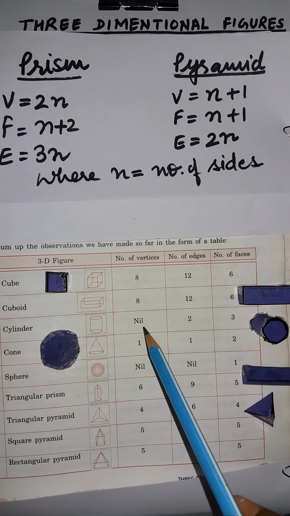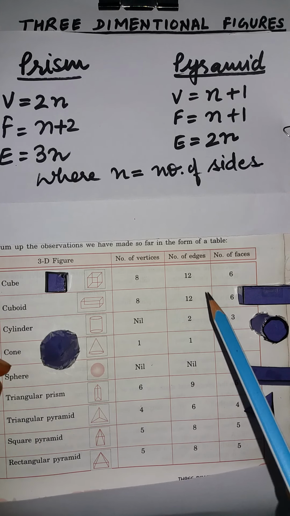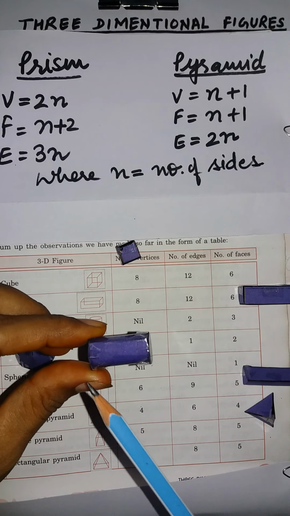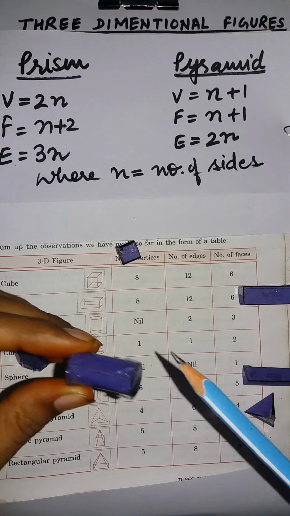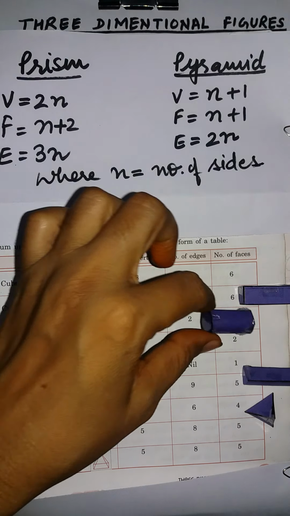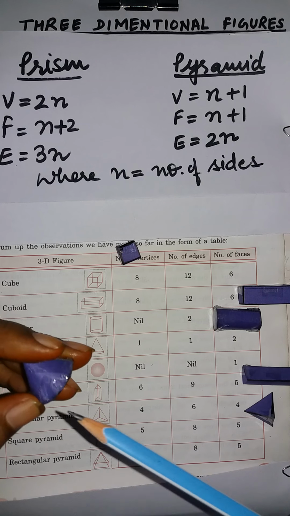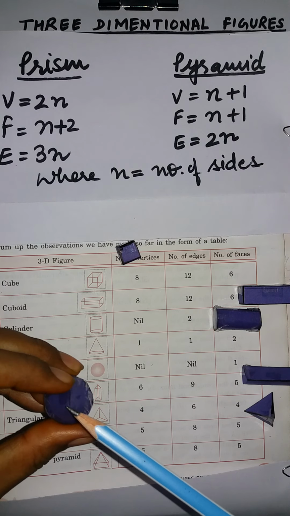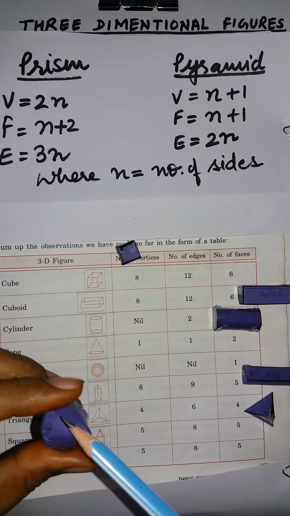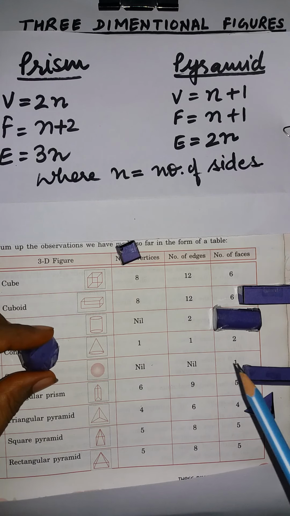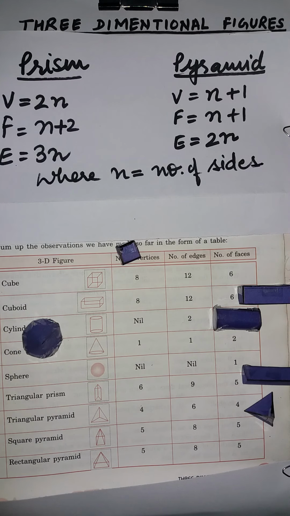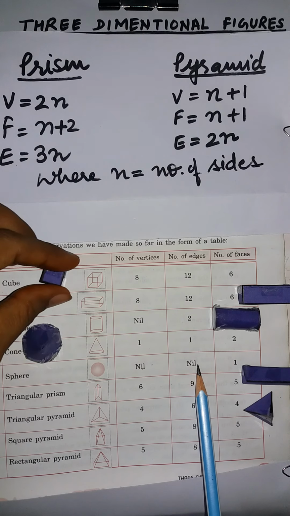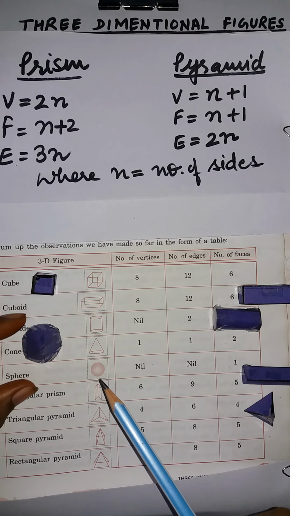Cylinder, no vertex, 2 edges, here 1 and 2. 2 curved edges and 3 faces, 1 curved and 2 plain. Cone, 1 edge, 1 vertex and 1 curved face and 1 plain face, that means 2 faces. Sphere, no vertex, no edge and 1 face only, which is completely curved.